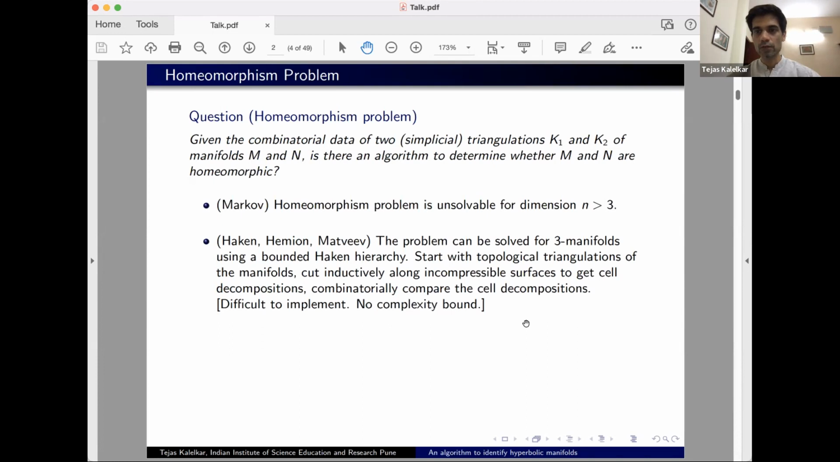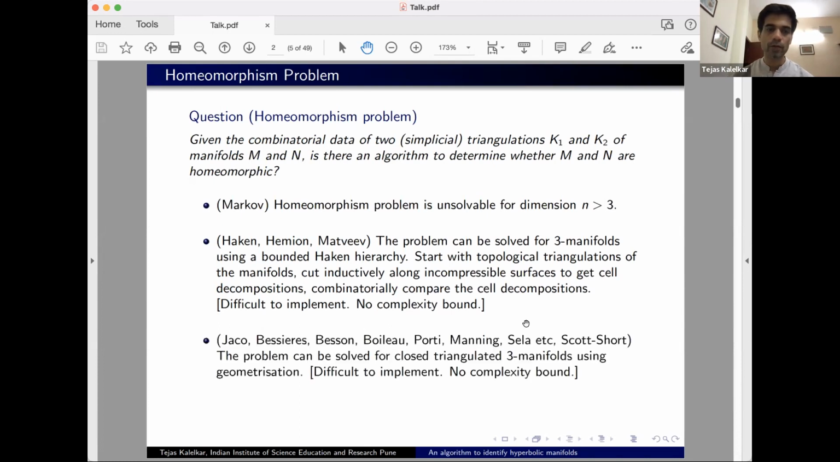Now, in dimension 3, of course, you also have geometrization, and using geometrization, there's a collection of algorithms. There's an algorithm to check for irreducibility, an algorithm for the JSJ decomposition, an algorithm to identify each of the 8 geometries, and then finally figure out which manifold it is within that geometry. There are a lot of mathematicians involved in the different steps, and I've probably forgotten several names as well. But this is a collection of the people involved in this collection of algorithms. And again, this is an algorithm which is difficult to implement, and there are no known complexity bounds.